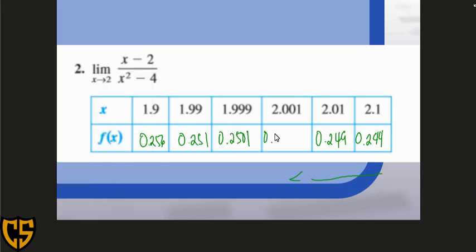So if we look at this part, we are really approaching the value 2, our limit. And then we look at our result, or our function of x. Our answer is approaching a certain value, which is 0.25. So our limit is 1/4 or 0.25.